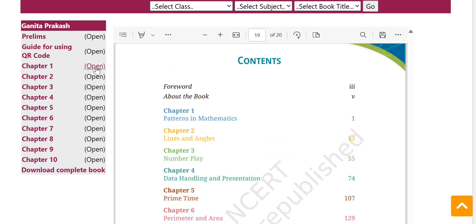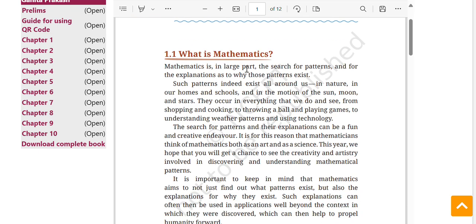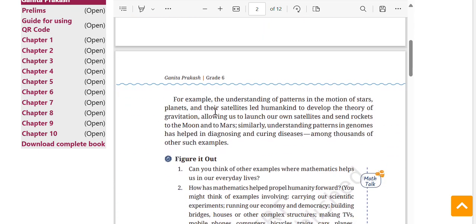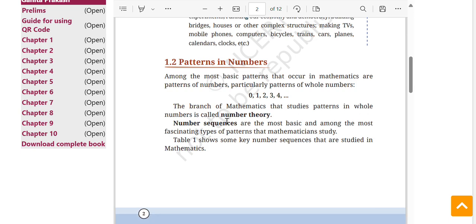Now, Patterns. Can you see, they have started with something very detailed. So this is a new way of writing. You will not find the old way, like exercise 1, exercise 2. Now it is Figure It Out. And this Math Talk has thought-provoking questions, like, can you think of other examples where mathematics helps us in our daily life? It is not a direct math question, it is a thinking-based question. Okay, so in Patterns, they are talking about important concepts, number theory, number sequence.